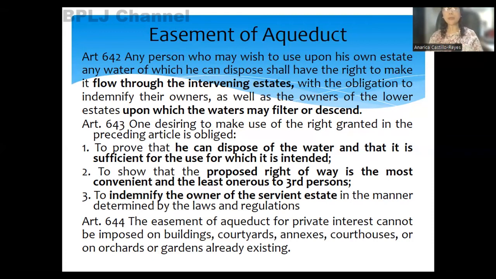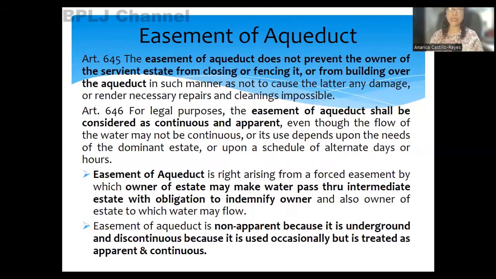So the easement of aqueduct for private interest cannot be imposed on buildings, courtyards, annexes, courthouses, or on orchards or gardens already existing. The easement of aqueduct does not prevent the owner of the servient estate from closing or fencing it or from building over the aqueduct in such a manner as not to cause the latter any damage or render necessary repairs and cleanings if possible.